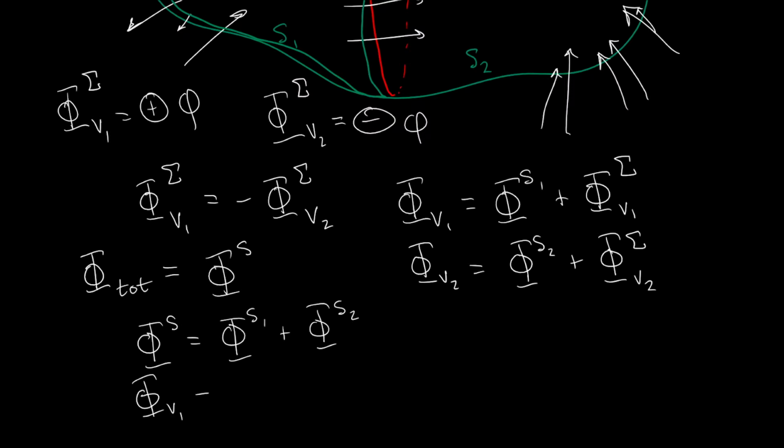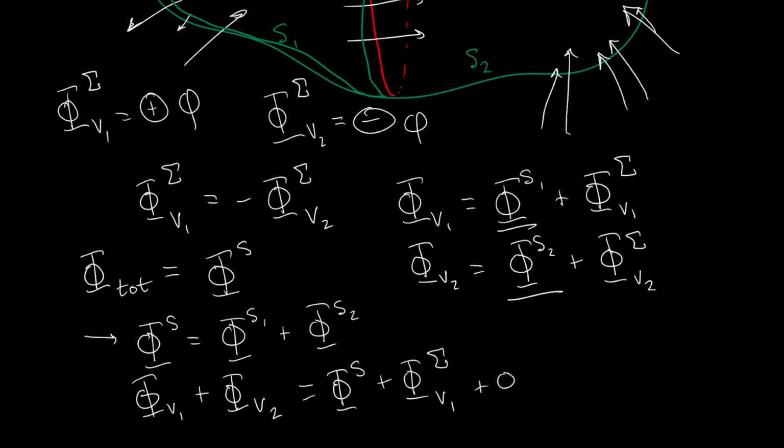But in particular, we can see that if I add these two subvolumes, the flux going out of these two subvolumes, I get, this is equal to phi S, right? So this guy, that's just combining this and this, plus phi through sigma V1, plus phi through sigma V2. But I know that this is true, so these two cancel. And I get that this is just, again, equal to phi total.